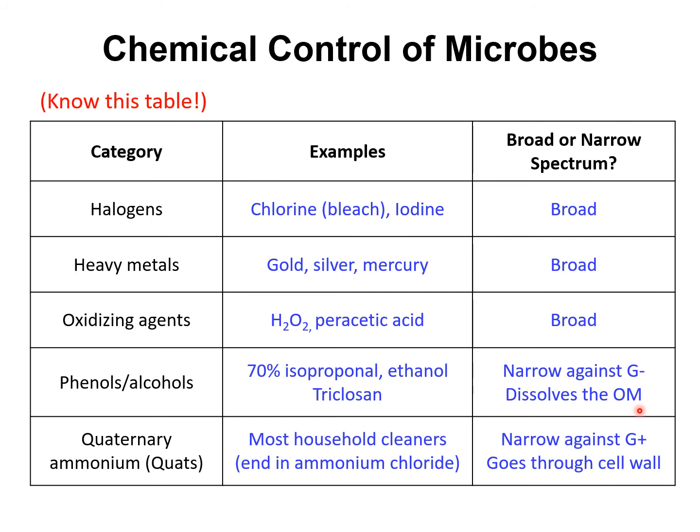If you recall, we said that the gram-negative bacteria have their plasma membrane, and then they have their cell wall, and they have that outer membrane. So the phenols and alcohols break down that outer membrane, and that's how they kill the gram negatives. The quaternary ammonium compounds, or we refer to them as the quats. Most of the household cleaners, by the way, are under this category right here. And they end in ammonium chloride, and those are narrow against the gram-positives.